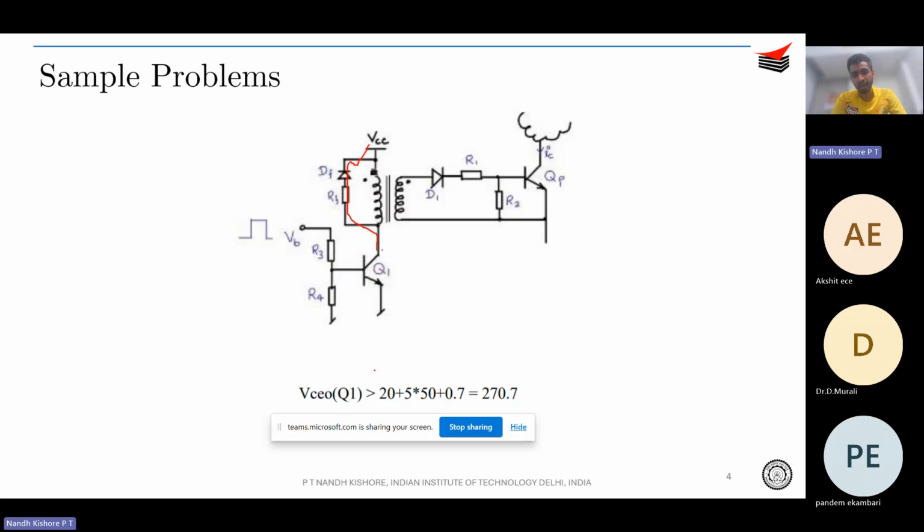Your VCC is 20, and your VDF is obviously 0.7 volts. They have given the demagnetizing current to be 5 amperes multiplied by 50 ohms. So it's a direct KVL relation.